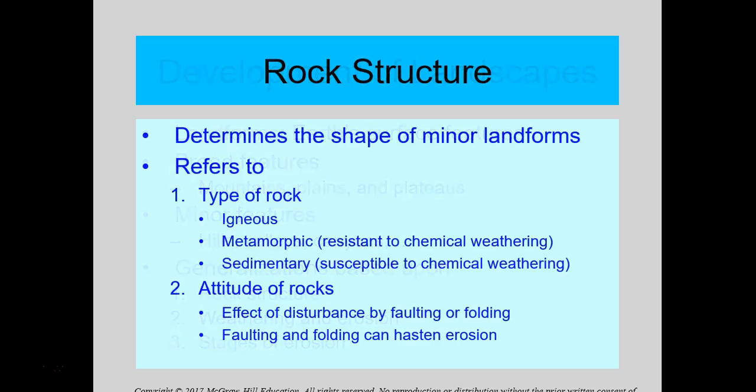So the rock structure is just referring to the types of rock that are there in that particular landscape. So whether it's igneous rock, which means there's probably a volcano or some magma vent nearby. If there's metamorphic rock, it is in general resistant to chemical weathering. Or if there's sedimentary rock, it is susceptible to chemical weathering. And so that could determine how the landscape formed. The attitude of the rocks, which just refers to how easily they break or fold, and whether something could cause them to break or fold faster or slower.